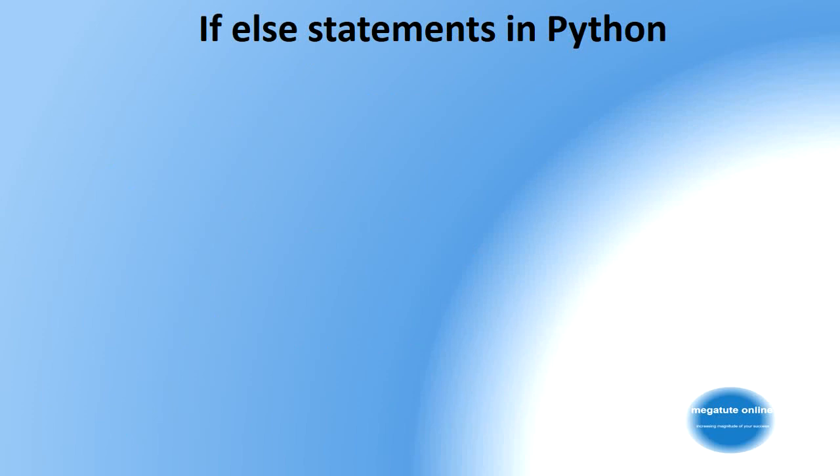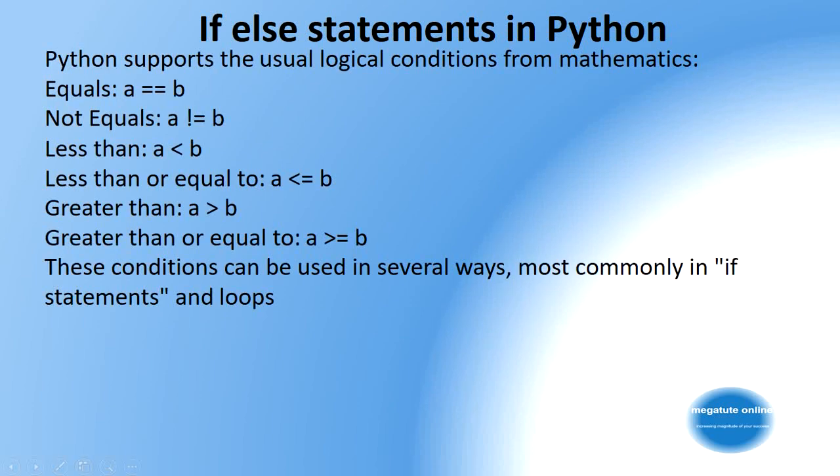So next is the if-else statement in Python. Now, if-else statements are used to check a condition, right? And these can be used along with loops or just to check a simple condition. So the conditions which are applicable in Python, the first one is equals.